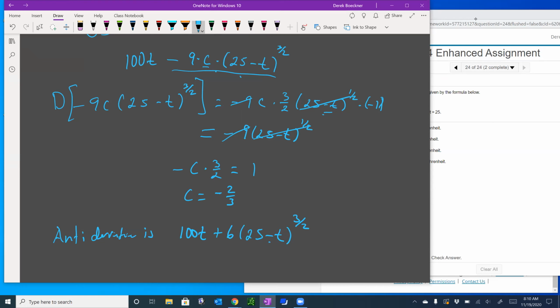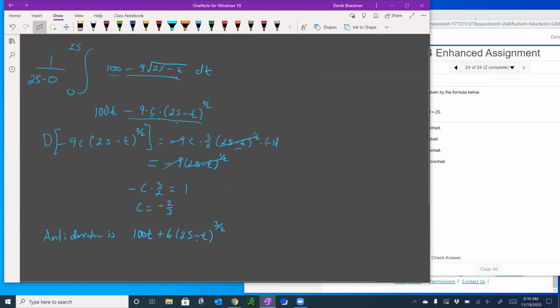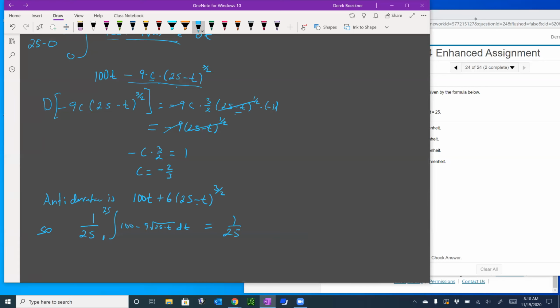Okay, so the integral then that we're trying to compute, well, it's going to be 1 over 25 times 100t minus 6 times 25 minus t to the 3 halves, evaluated at 0 and 25. Right.